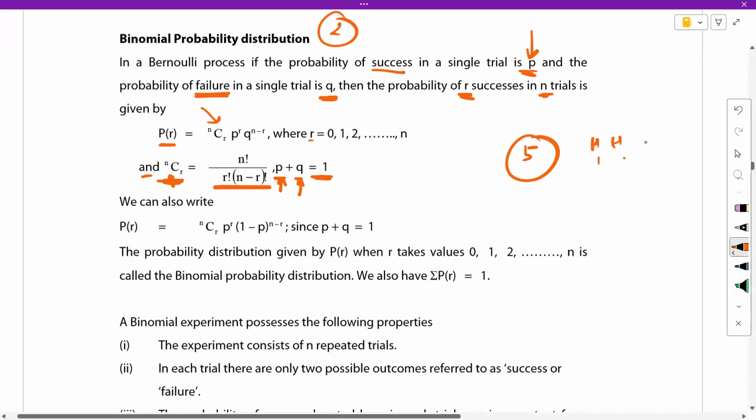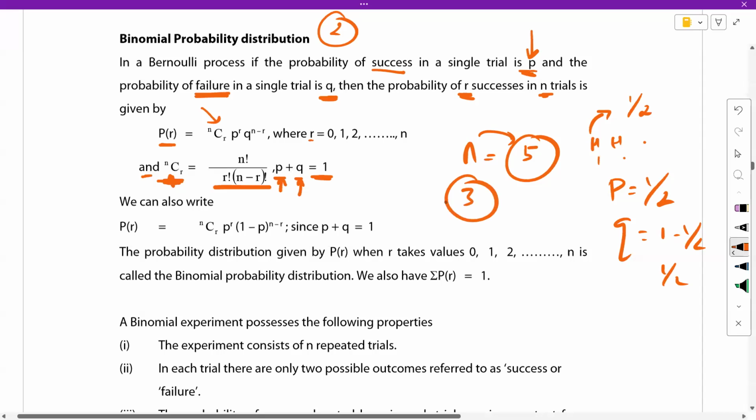First time head, second time head, third time head. Likewise you can get head. So if you guess head and you win, that is success. In each toss you have probability of 1/2, so P equals 1/2. What's Q? Probability of failure, 1 minus 1/2 equals 1/2. And here how many times was the coin tossed? That is n equals 5. And in this trial you expect 3 heads.